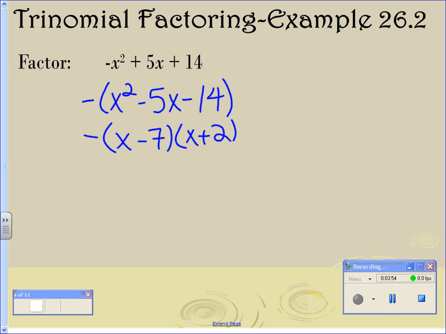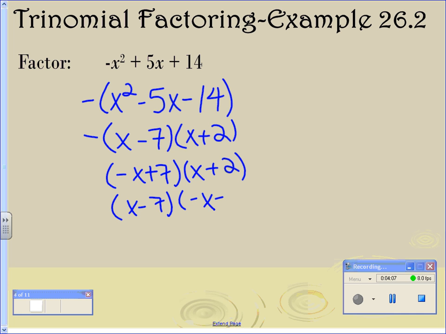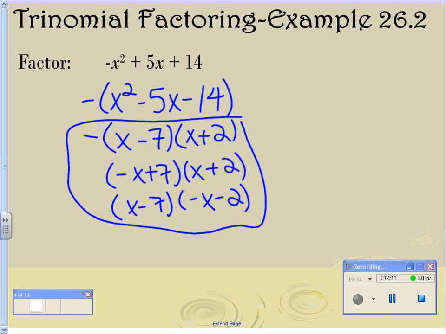Okay. You can leave your answer like that if you want. If you would rather, you can make it negative x plus 7, or you can make it negative x minus 2. Any of these three would be acceptable. They all mean the same thing. You'll see how that works?